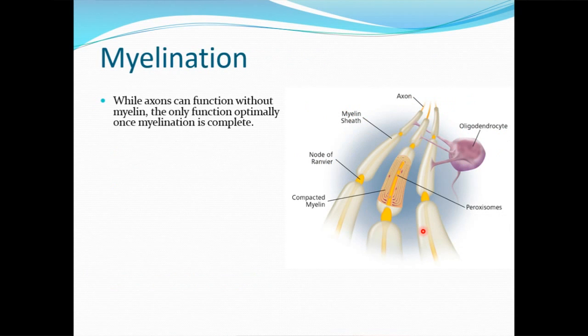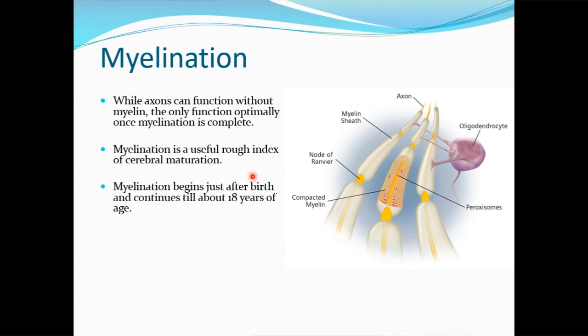So talking about myelin, while axons can function without myelin, they only function optimally once myelination is complete. So once there's a layer of myelin, your messages get transferred along those axons quicker, more efficiently. And myelin is a useful rough index of cerebral maturation. The older a child, the more myelin they'll have. Myelination begins just after birth and continues till about 18 years of age. So it's only at 18 that our processing speeds really become optimal, because when the axons are myelinated, it increases processing speed.